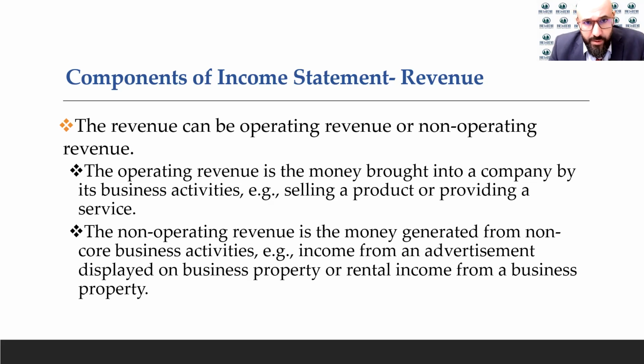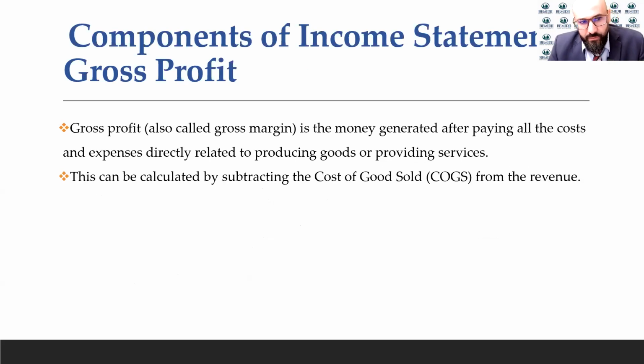So revenue could be from operating or non-operating based on where this money is coming from. If it's a core business activity, this is an operating revenue. If it's a non-core activity, then it is non-operating revenue. The second part is the gross profit. The gross profit, also called the gross margin, is the money generated after paying all the costs and expenses directly related to producing a product or services.